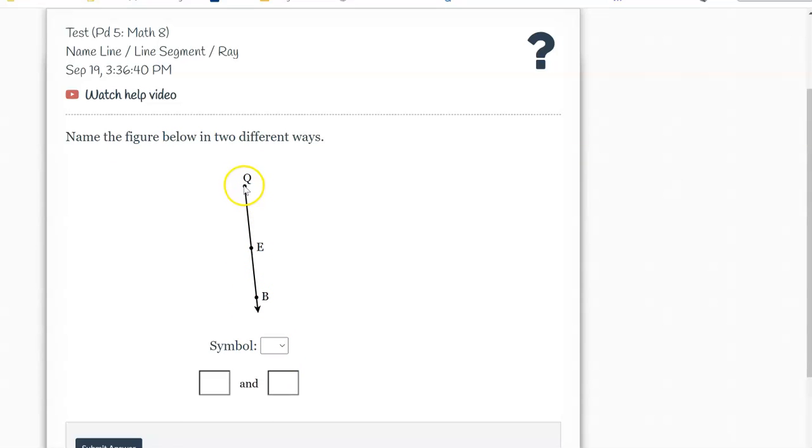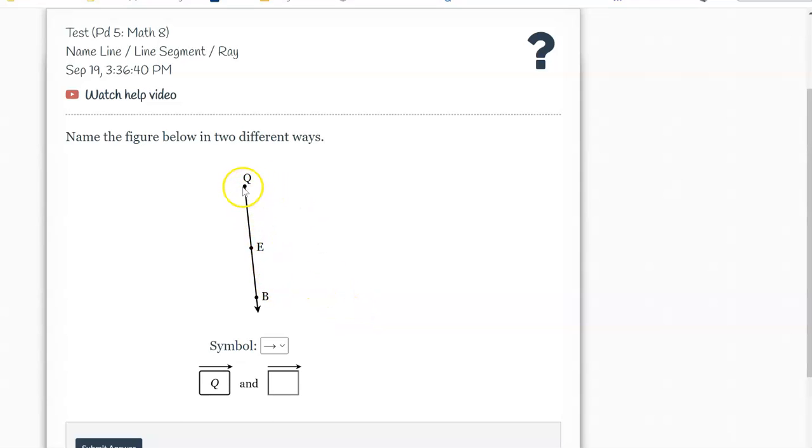A ray has one endpoint and one arrow. If it passes through 2 points along that ray, then you can use either the first letter, E, or the second letter, B, but you must always use Q. So the symbol for a ray is one endpoint with one arrow. That's this choice here. It's going to write that symbol up above these boxes where you need to use capital letters, just like you see here.